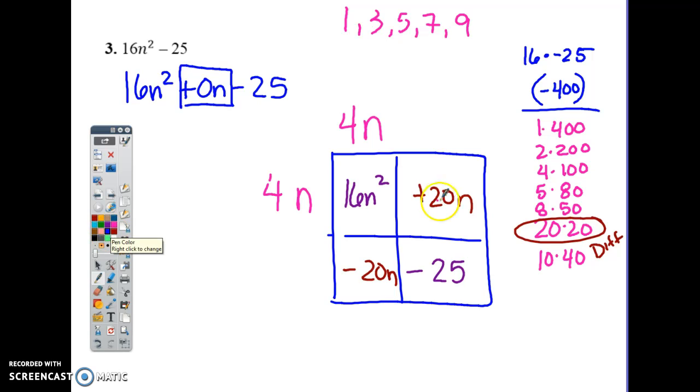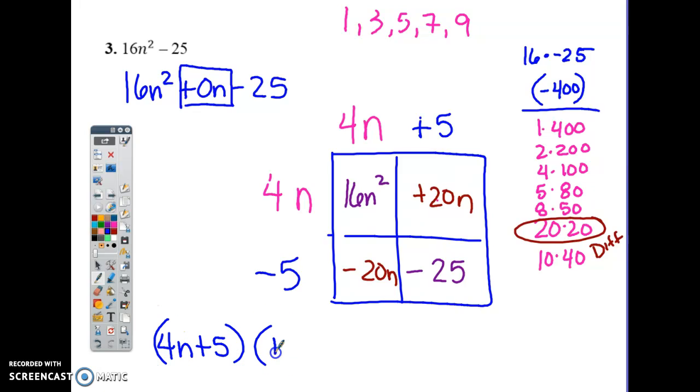So what's 20 divided by 4? Positive 5. What's negative 20 divided by 4? Negative 5. And what's negative 5 times positive 5? Negative 25. That's a lot of work, right? There's an easier way. So I'm going to write down those factors down here: 4n plus 5 and 4n minus 5.